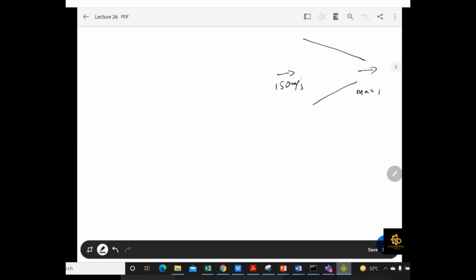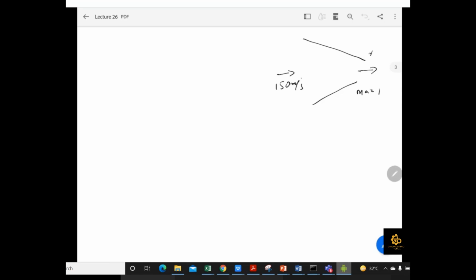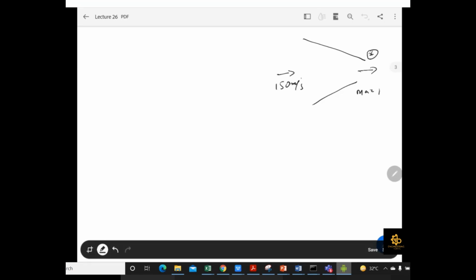Okay, so this is the figure of your nozzle. Okay, so in this question we have to find A star by Ai and your critical pressure and temperature. So critical pressure and temperature, this is your star point, because I already told you in the previous lecture that whenever your Mach number is 1, that is the critical point.